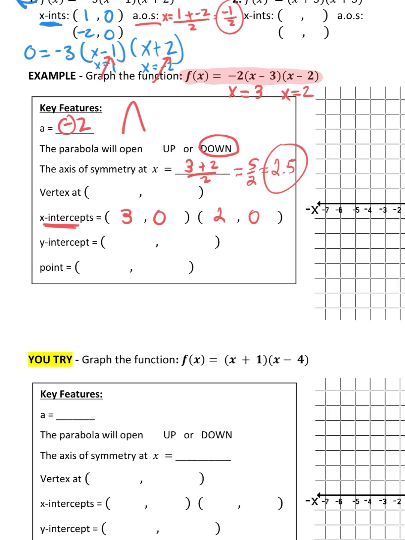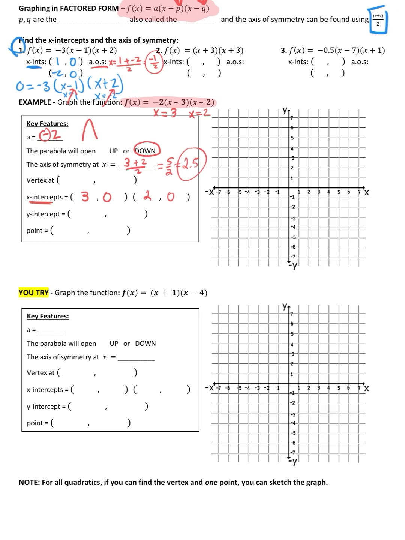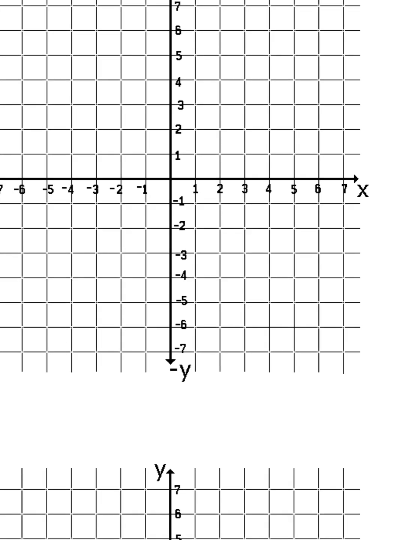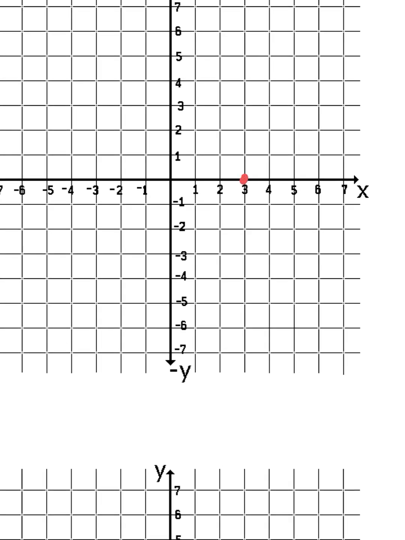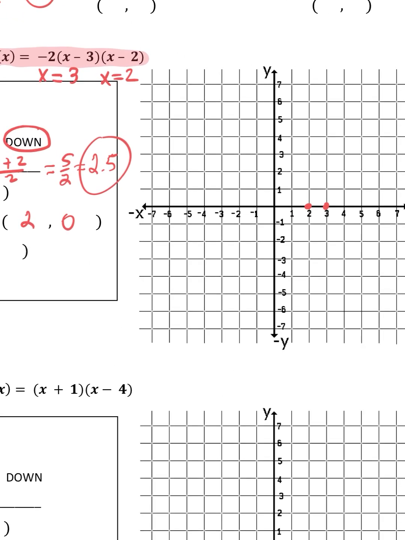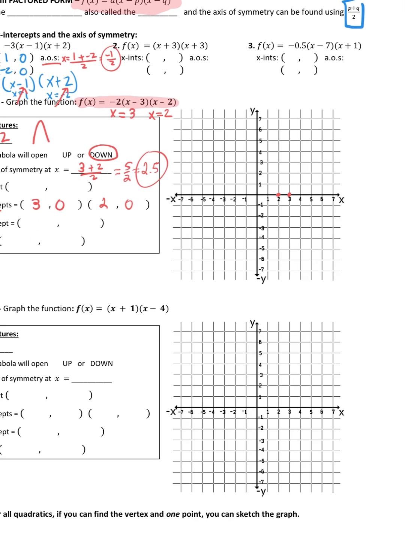Easy so far, right? So let's plot those points. So (3, 0) and (2, 0). Let's plot that. So (3, 0) is right here, and (2, 0), that's right here. Easy so far? Those are the roots. And then let's think about that axis of symmetry.